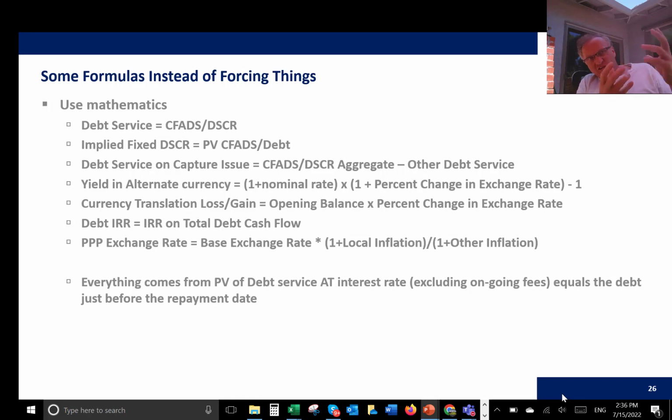If our base currency is soles and we have a USD facility, we can put a translation adjustment. If our base currency is USD and we have a soles debt facility, we do it the other way around.